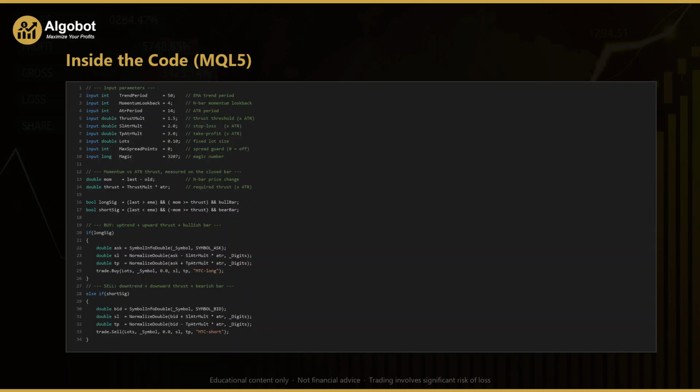When that's the case, the code reads the current ask price, sets the stop loss 2 ATR below it, sets the take profit 3 ATR above it, and calls trade.buy to open the position. The sell condition, short sig, is the exact opposite. Price below the EMA, negative momentum meeting the thrust, and a bearish bar. It reads the bid price, places the stop above and the target below, and calls trade.sell. Everything is symmetrical between the two sides.